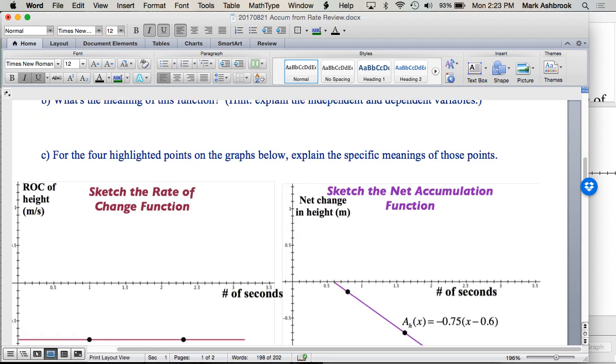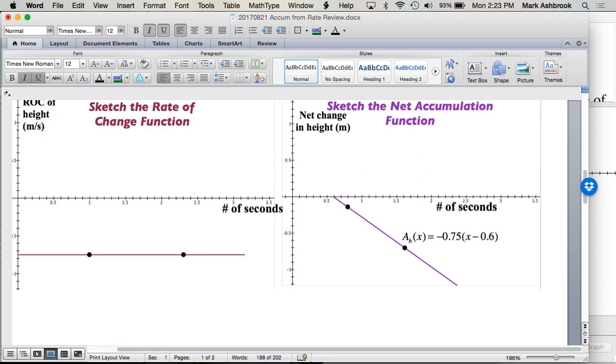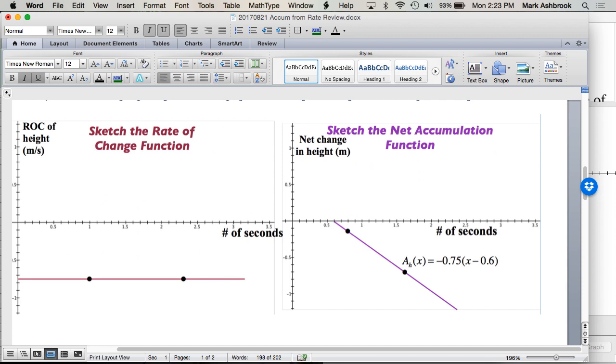Okay, meanings of the points. So here are those two functions graphed, the rate of change function, and then this net accumulation function. So someone new, volunteer, what is the meaning of this point right here?